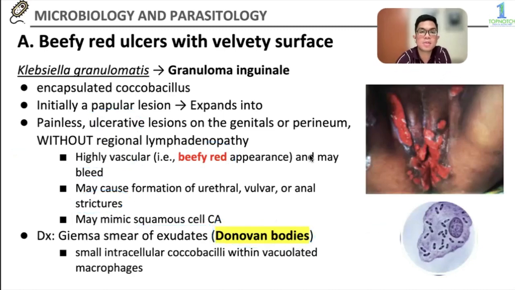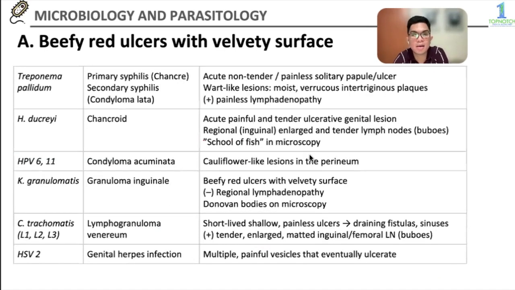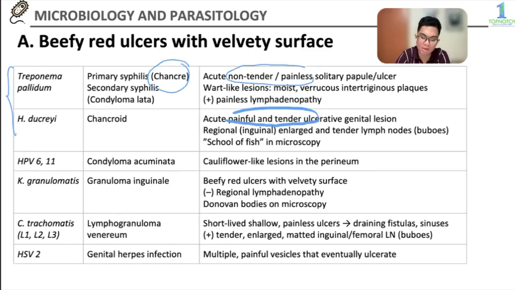Here, just a table summarizing the differences ng mga genital tract infections with ulcerations. Yung pwede mo confuse na dalawa is chancre versus chancroid. Yung chancre is painless, non-tender ulcer of primary syphilis. Yung chancroid naman is painful and tender ulcers. And there's regional lymphadenopathy. Another key buzzword is school of fish appearance on microscopy.